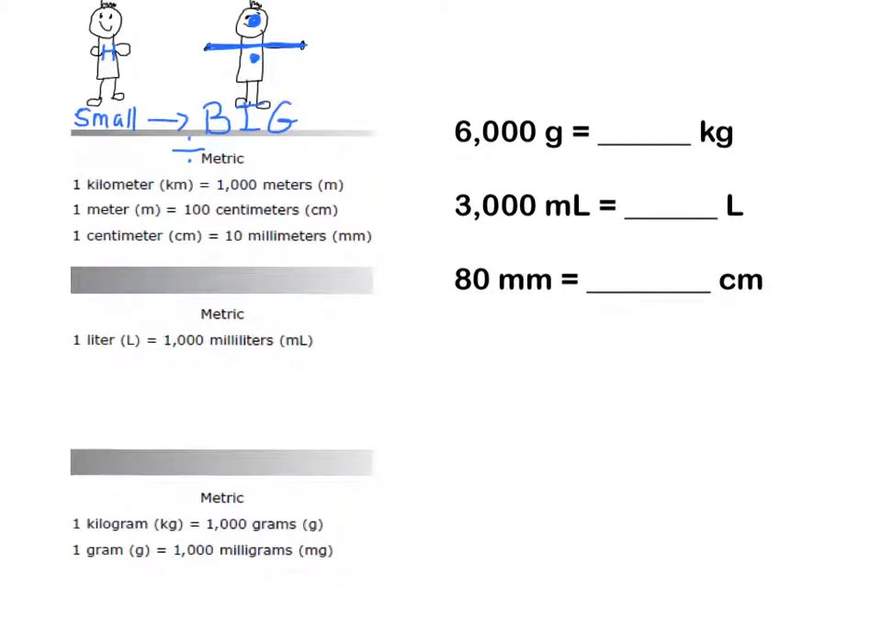Now let's look at going the opposite direction. If we're going to be looking at our smaller units and changing them into bigger units, as we see at our illustration here, we have the small and we go to the large, which means we're going to divide.